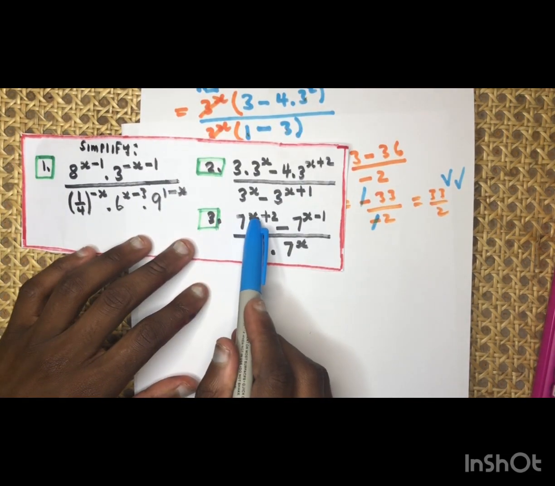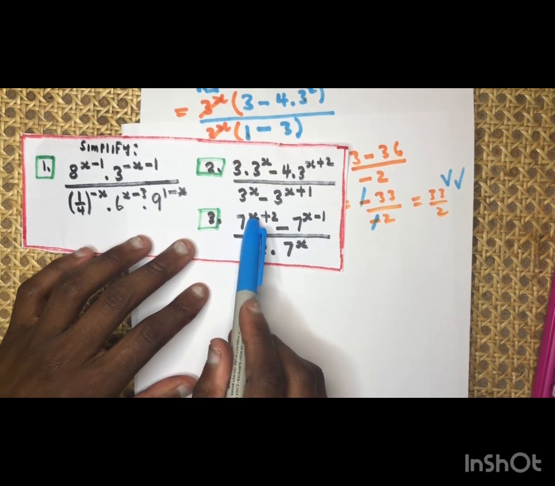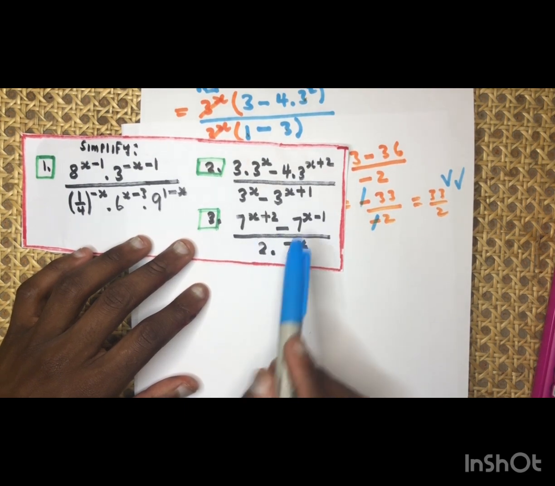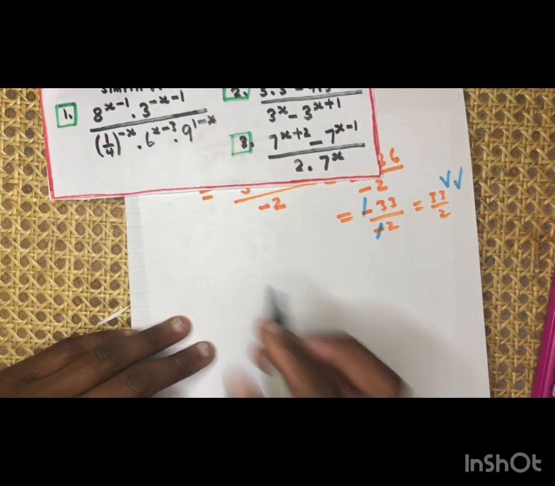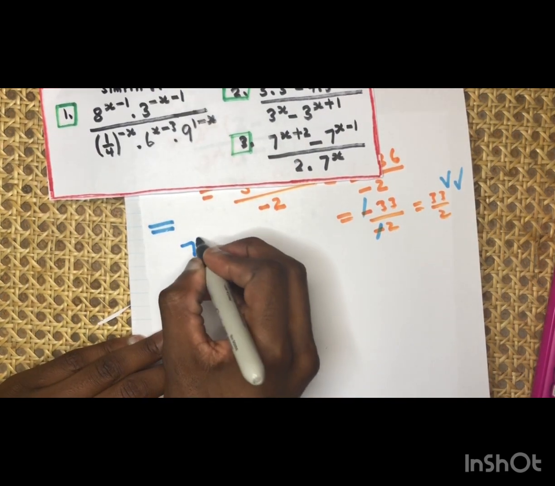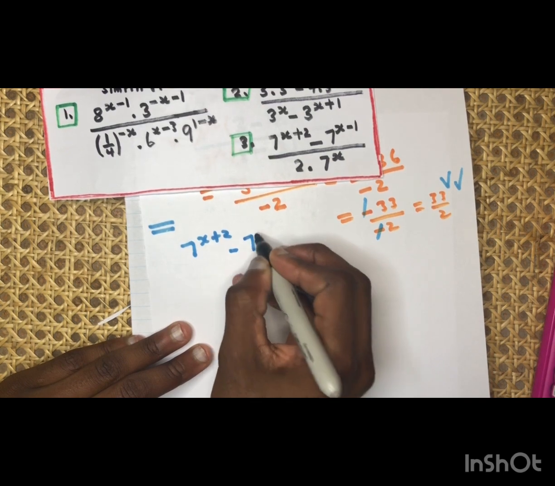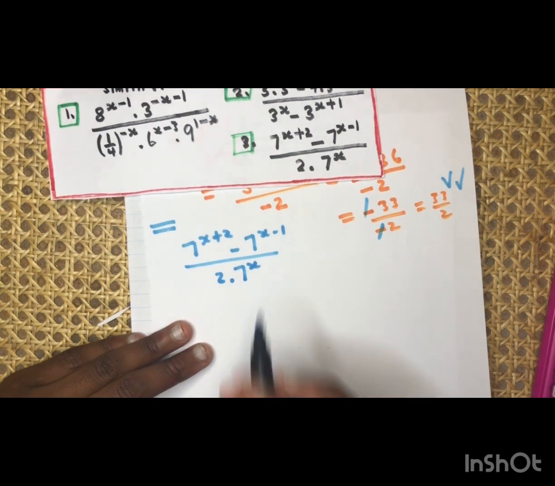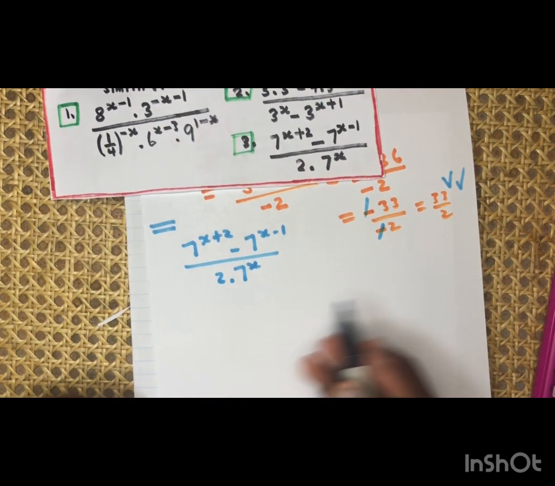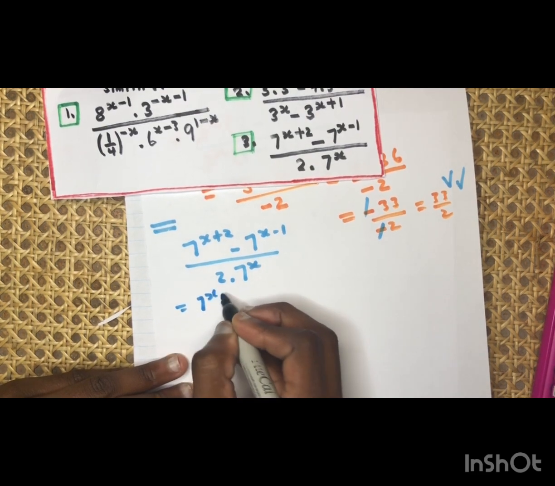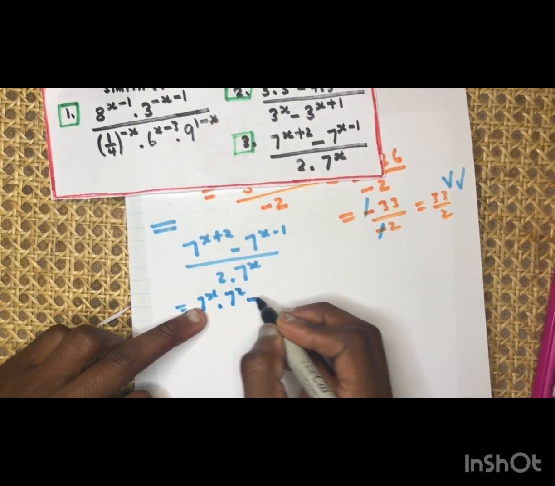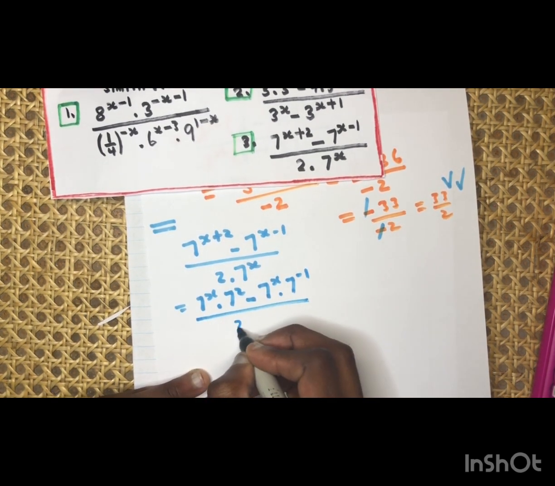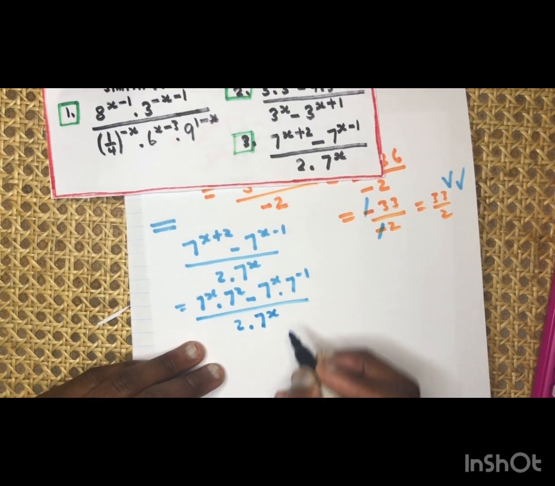Number 3, sorry, this is 7 to the power x plus 2 minus 7 to the power x minus 1, all over 2 times 7 to the power x. So I'm going to copy the question down. I have 7 to the power x plus 2 minus 7 to the power x minus 1 all over 2 times 7 to the power x. So this is law number 1. I'm going to bring it back to be 7 to the power x times 7 to the power 2 minus another one, 7 to the power x times 7 to the minus 1 over 2. There's nothing to change here. It will remain the same.